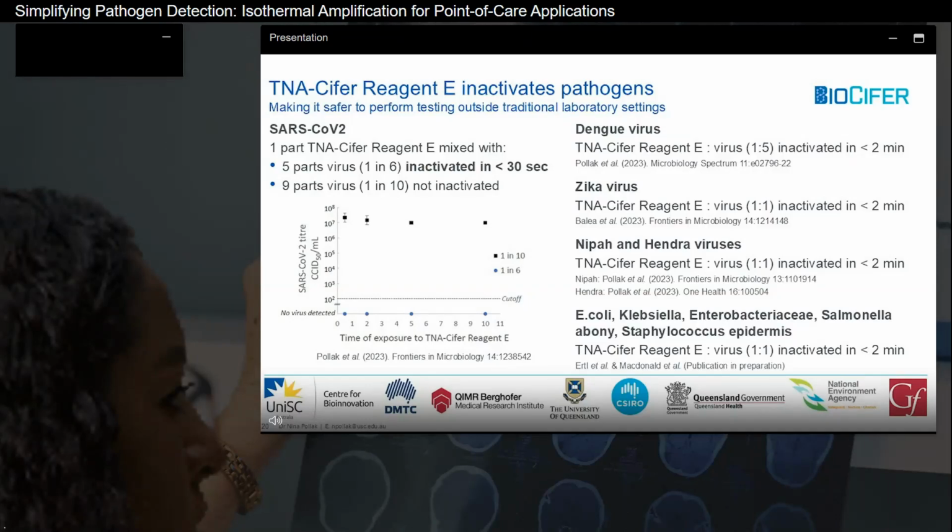DNA-cipher reagent E also effectively inactivates dengue, Zika, Nipah, Hendra viruses, as well as bacteria like E. coli and Klebsiella. To sum it up, DNA-cipher reagent E is a game-changing one-step solution for rapid, safe, and accurate sample preparation, effectively inactivating a broad range of pathogens, enabling faster testing, and simplifying point-of-care diagnostics without the need for specialized equipment.